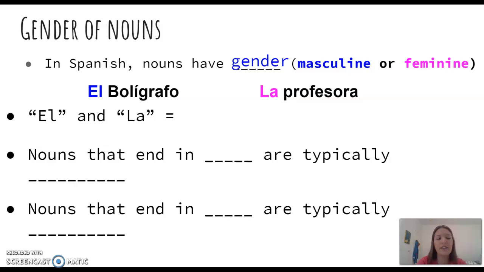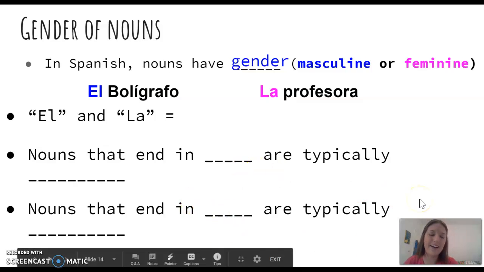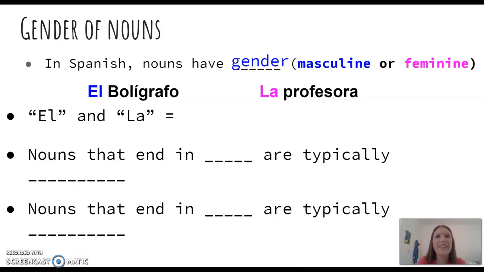So these el and la are known as articles in Spanish. So in English, an article would be the. In Spanish, the is el or la. So go ahead and write that in. El or la equals the.